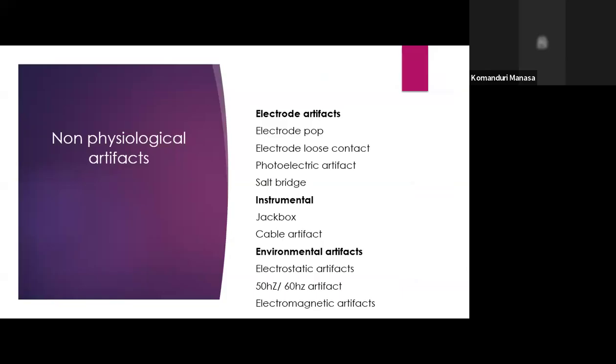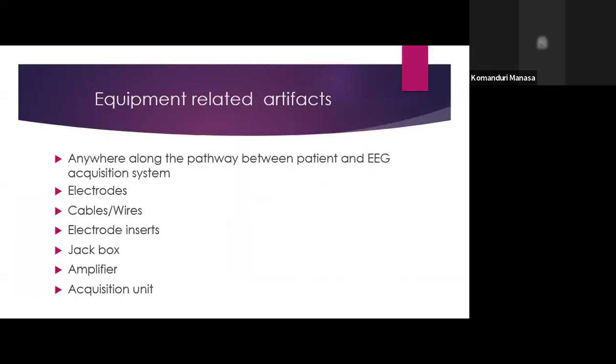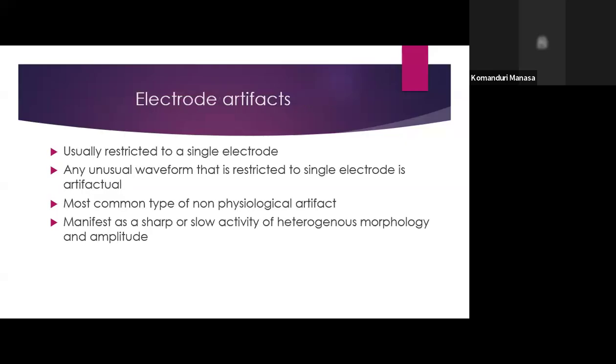Non-physiological artifacts are electrode artifacts, or instrumental artifacts from the instrument, or environmental artifacts from outside the environment. The most common ones we see are equipment related artifacts. This can occur along the pathway of the equipment. So it can occur at the level of electrodes, which we saw in the first slide, electrodes and cables and wires which get connected to the jack box or an amplifier or acquisition unit.